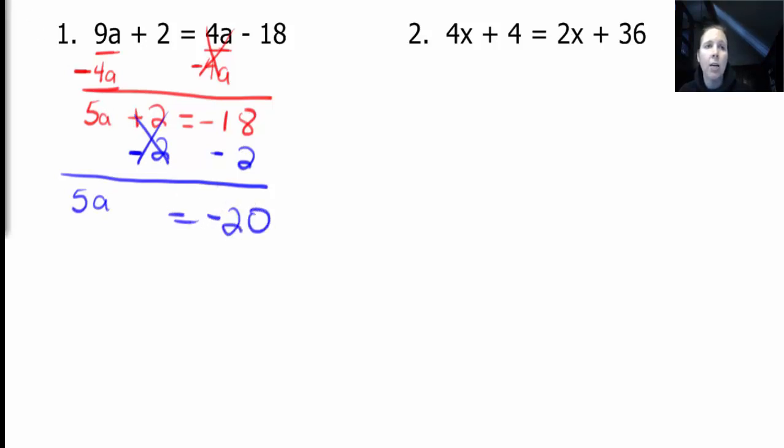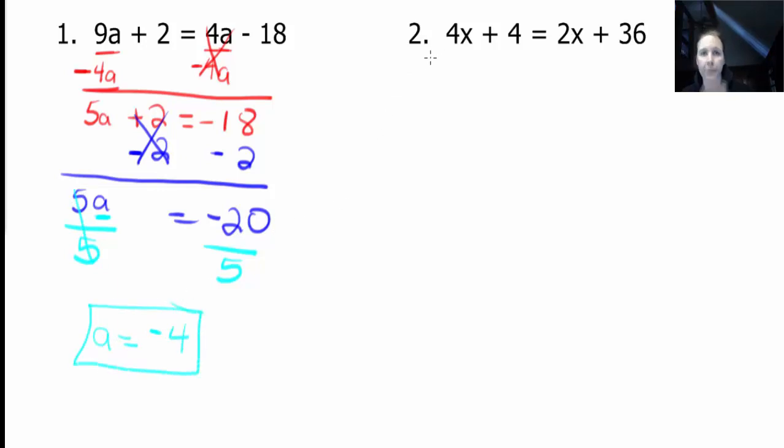Then we're going to take the 5a, and this is where you divide by 5. Where people get confused is why we divided here but subtracted up here. It's because here we're trying to get rid of the 5. We're trying to get a all by itself. You're trying to detach the 5 and the a. So we divide by 5, those cancel, a equals negative 4.